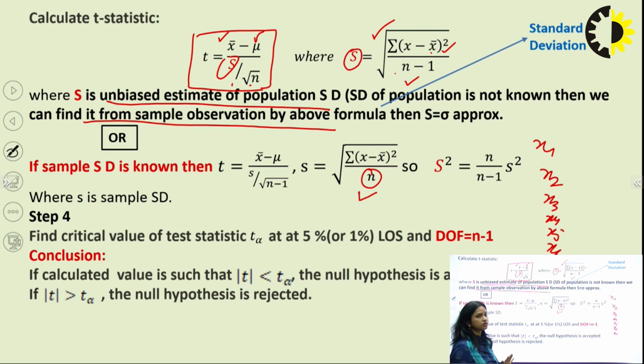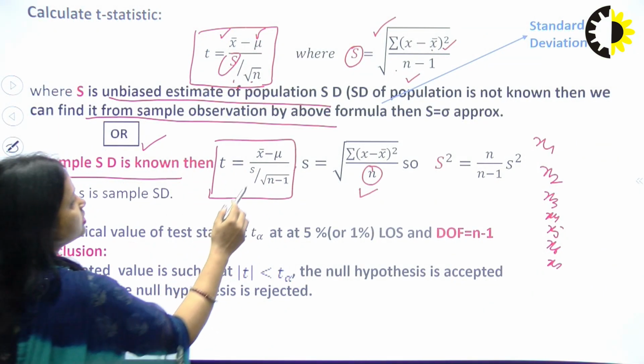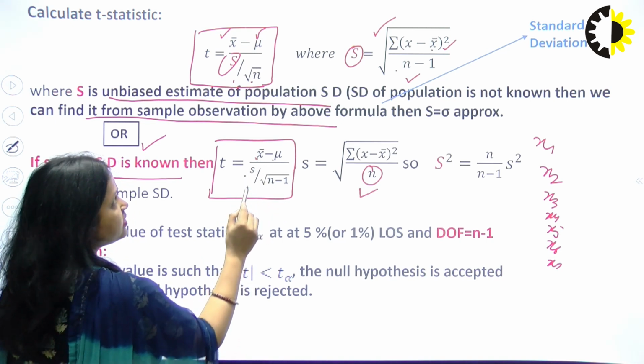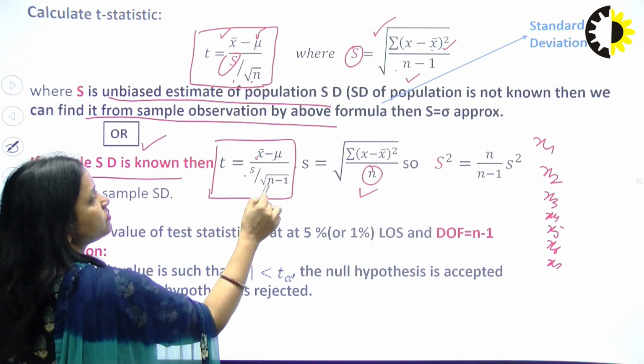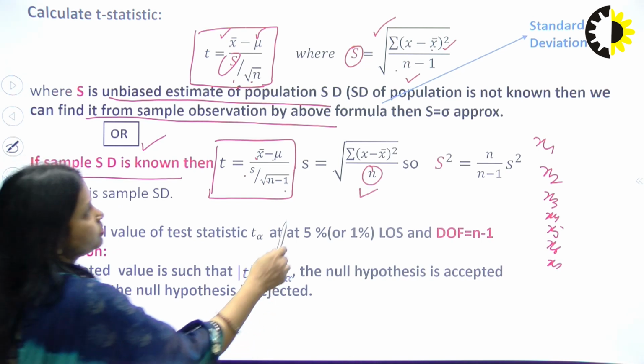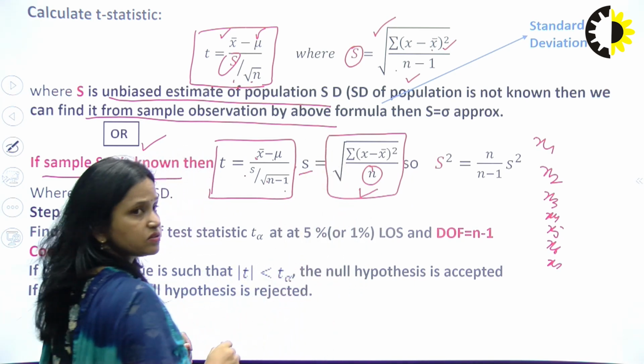So here what you need, just learn the formula. Now if you want to use sample standard deviation, then what will you do? Here in the t statistic, there is a small change again. Just divide the difference x bar minus mu by small s divided by, now instead of root n, we will divide it by root n minus 1. Why? Because the standard deviation of the sample formula is taken.